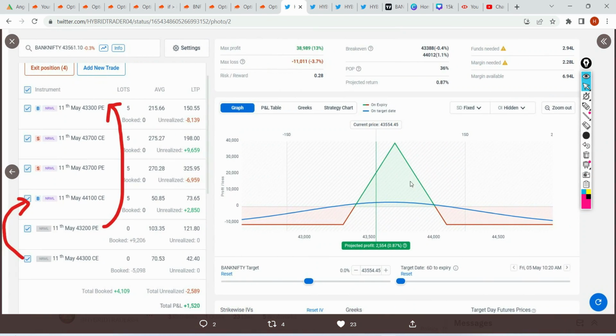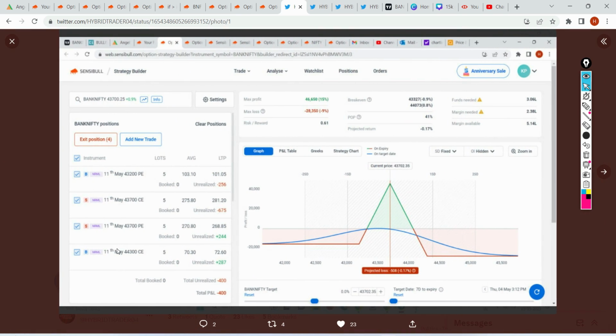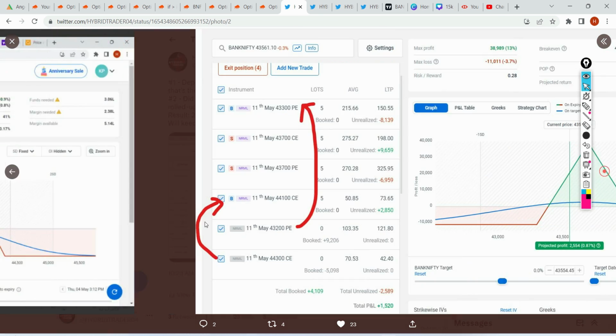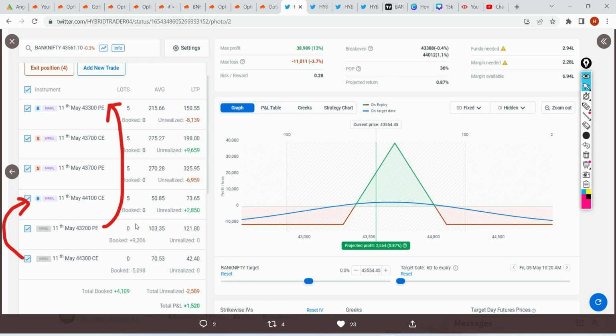See what I've done the next day. The next day, the adjustments I've done, just check this, guys. I've booked 43,200, meaning this one. I've just exited the trade. That's the reason you see zero. And then check this arrow. I bought a new 43,300. That's it, guys. Same quantity, 5 quantity. I've booked 43,200, and then I did a sort of roll up.